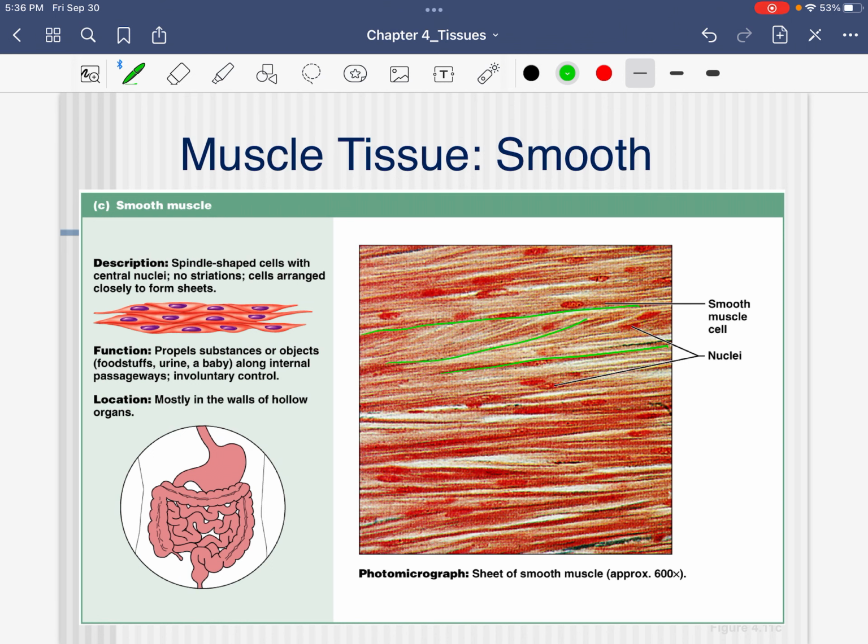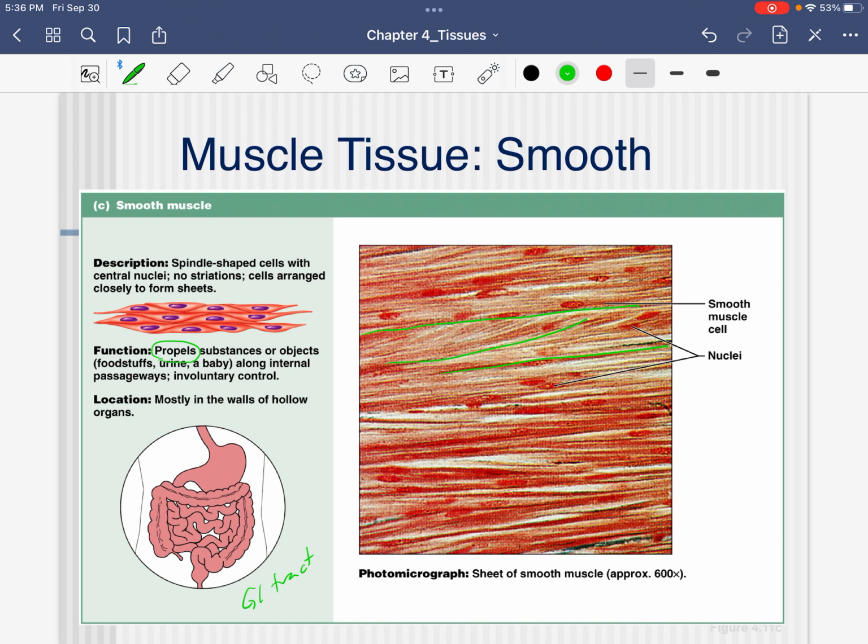We find smooth muscle in the walls of our organs. Another easy place to think about is the GI tract. We find it in the walls of the GI tract, and this does propulsion. It pushes things. We think about peristalsis in the GI tract. The smooth muscle in the GI tract wall contracts to push things down our GI tract.